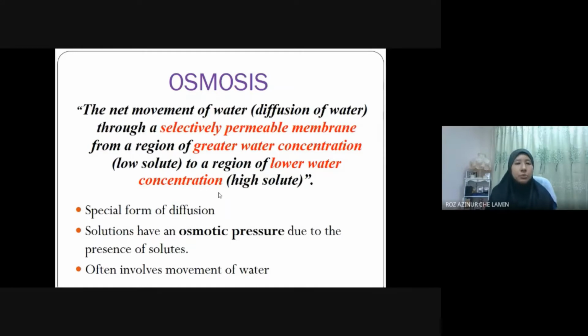Now we move to osmosis. Osmosis is the net movement of water, the diffusion of water through a selectively permeable membrane from a region of greater water concentration, which has low solute, to a region of lower water concentration, which has high solute. It is a special form of diffusion. The solution has an osmotic pressure due to the presence of the solute and often involves movement of water.